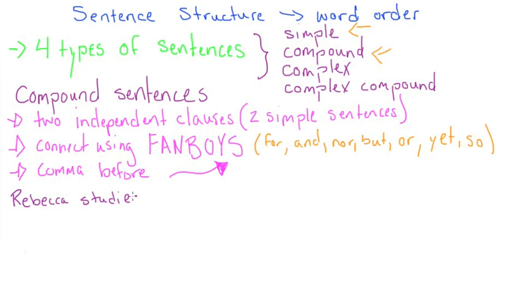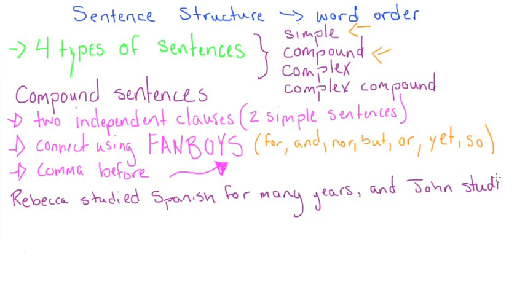Here's an example. Rebecca studied Spanish for many years, and John studied Portuguese. So here you have 2 different ideas. Rebecca studied Spanish, John studied Portuguese. We connect them with and and separate them with a comma.